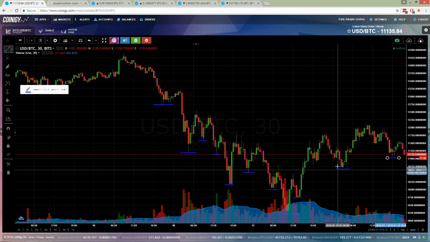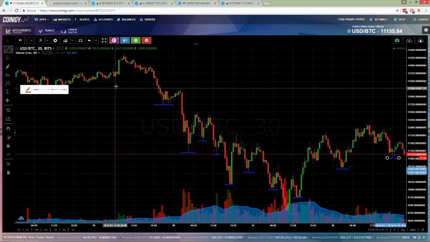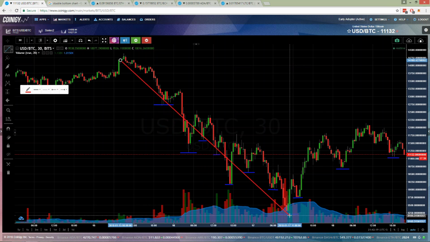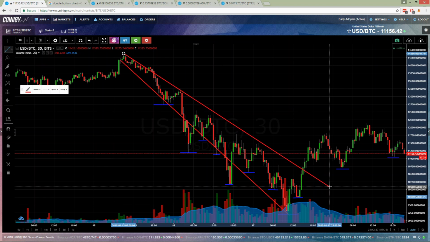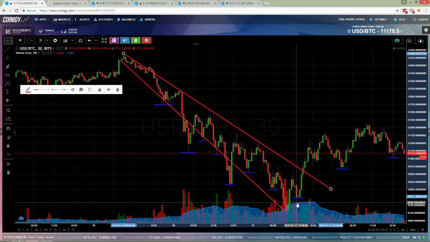So let's try and find the bottom here. How can we tell where the bottom would be? So let's draw a line from the top all the way to the bottom, which is right about here. And I'll add one here on the top as well. And we'll look for what is called a double bottom pattern.